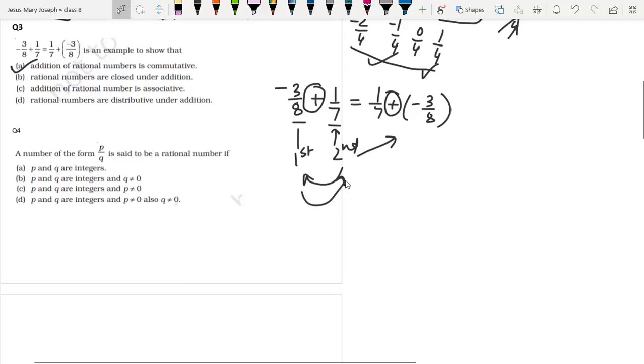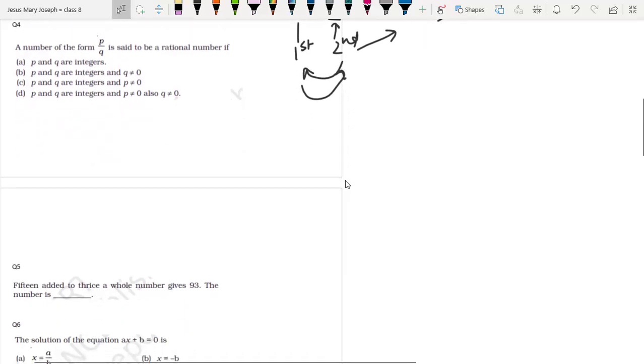Okay. Question number 4. A number p by q is said to be rational if p and q are integers. It is correct but not complete. p and q are integers and q is not equal to 0 is the complete definition. So B is the correct answer.